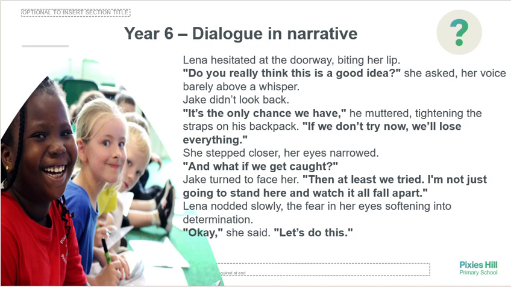What is happening here? So, speech develops character. Examples of this are: Lena is cautious but willing to follow, and Jake is brave and determined. As the story moves forward, this shows that they're about to take a risky action. Dialogue is punctuated correctly. Inverted commas, full stops, and question marks are used properly just before each section of speech ends. And speech is blended with action and description. We learn what characters are doing while they are speaking.